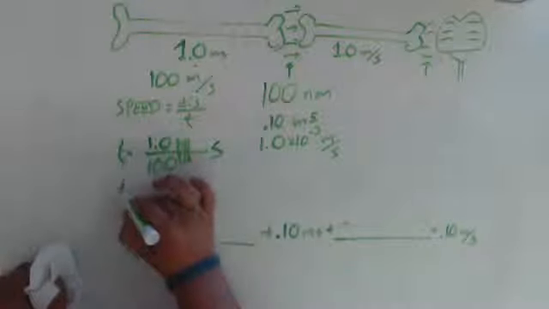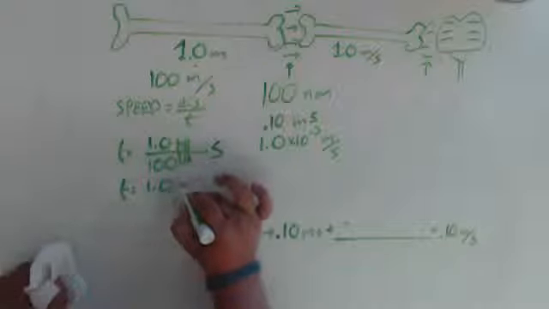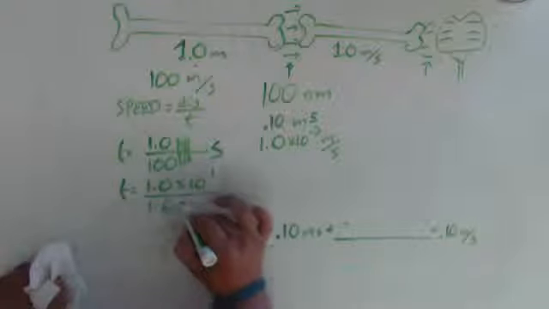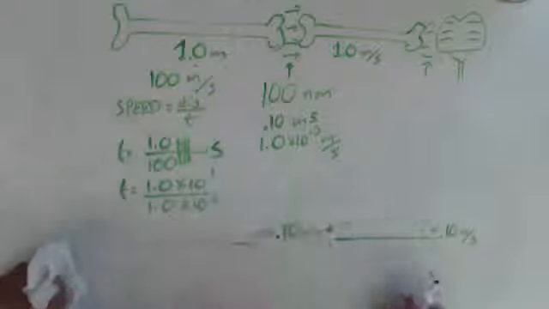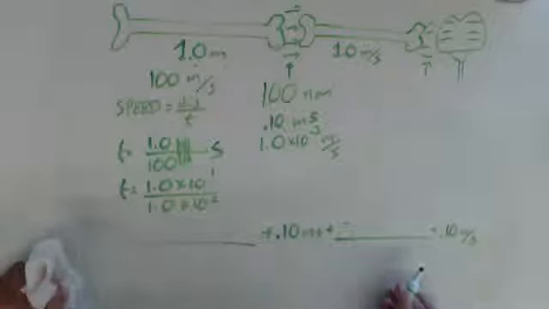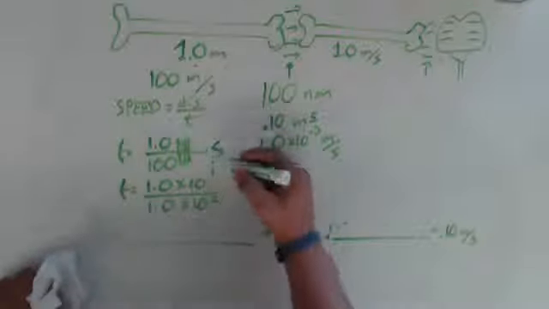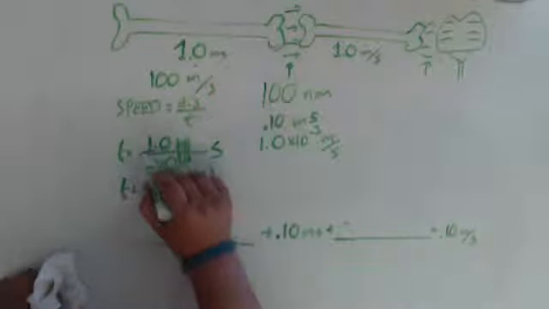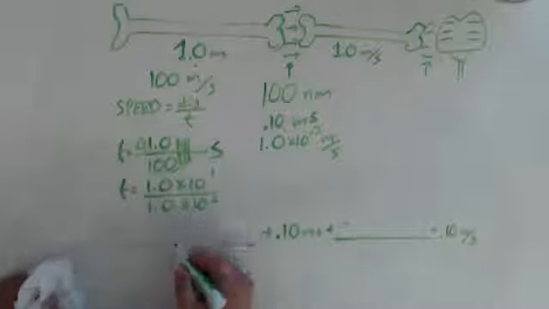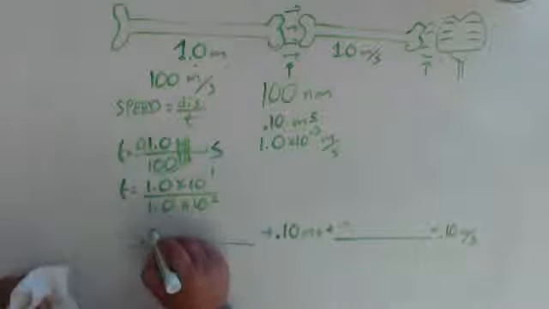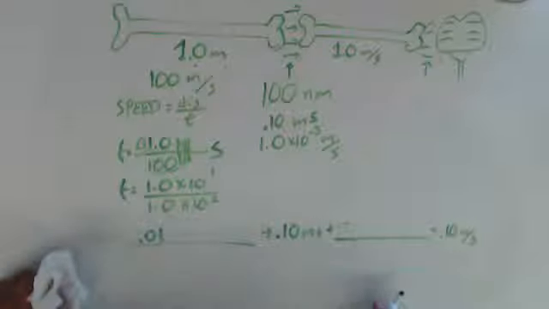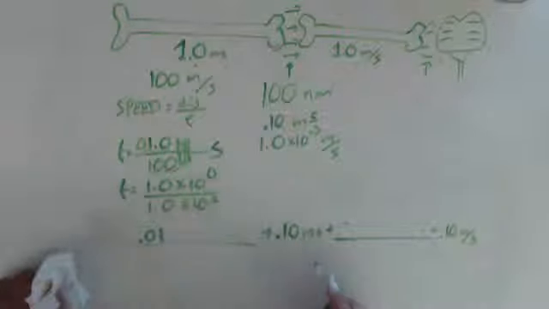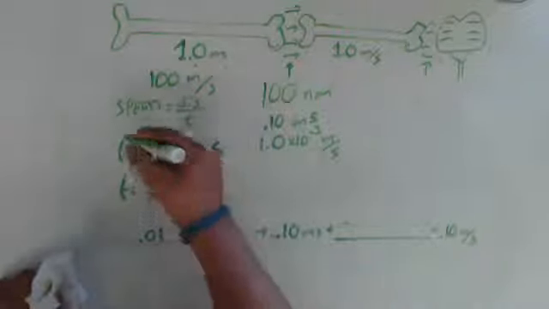So I have t equals 1.0 times 10 to the 1 divided by 1.0 times 10 to the 2, and I'm left with, because it's a subtraction, 10 to the negative 1. Or I could have done it this way: 1, 2, 1, 2. I end up with 0.01. Oh wait a minute, that would be 10 to the 0. That's why it makes sense. Then I'd have 0 minus 2 and then move it over. Yeah. Okay.